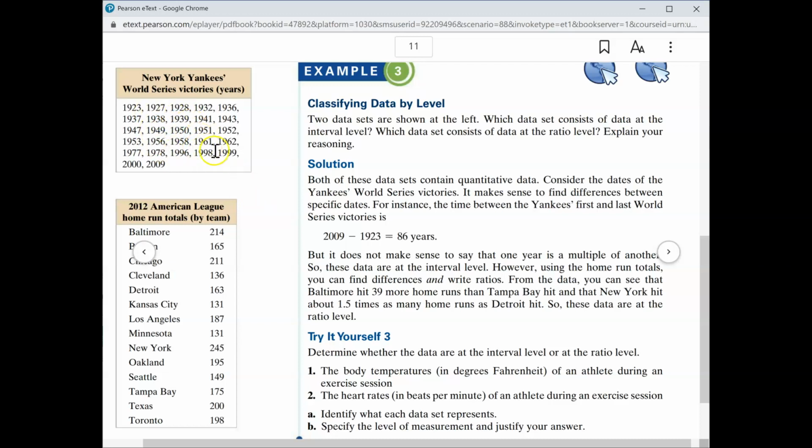The years that the Yankees won the World Series is at the interval level, not the ratio level, and here's why. Because the year 0 does not mean no years have passed by. We have BC and AD, before Christ and Anno Domini, so year 0 doesn't mean no years have passed by. It just marks an event in history, where everything before that event is measured in years before it, and the years after mean the number of years that have passed after that event. And so the year 0 doesn't mean no years. So that's why this is at the interval level.